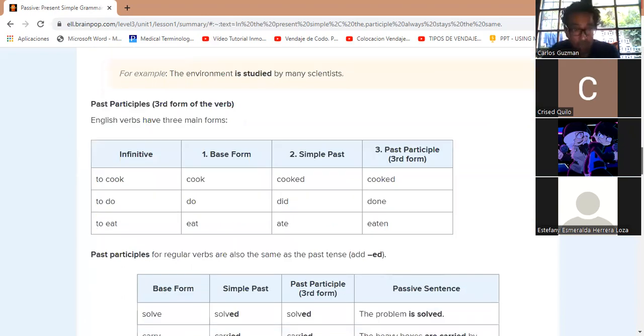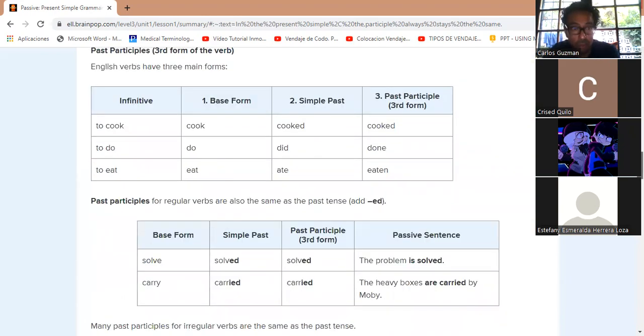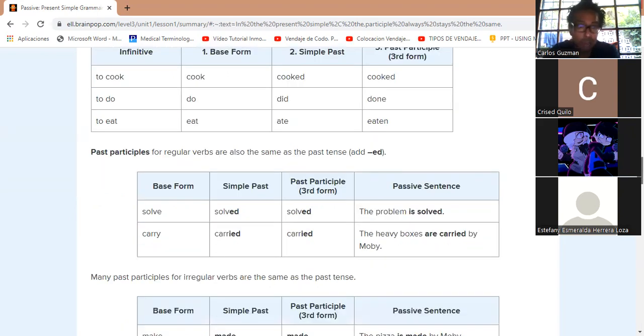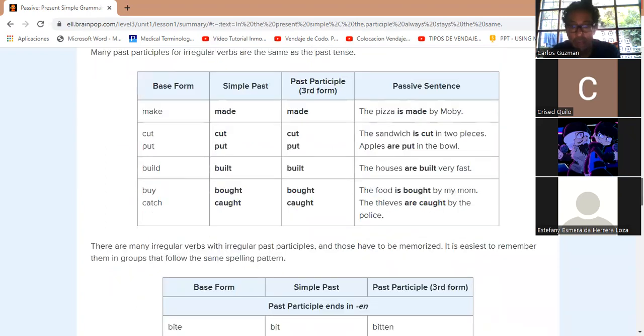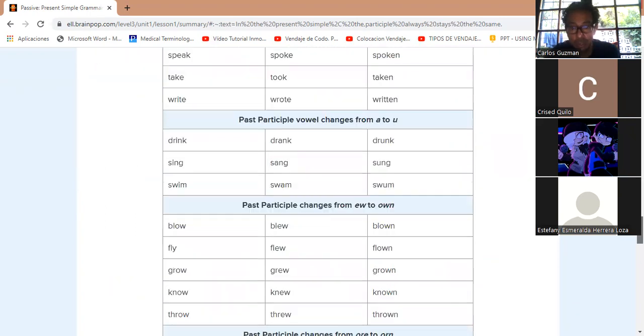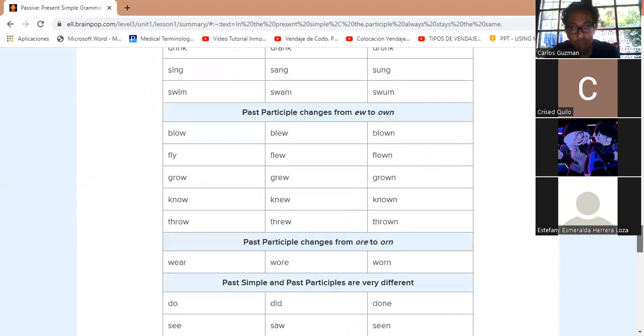See, this is the past participle form of some verbs, right? So cooked, this is in the past simple, cooked, because it's a regular verb, it just takes ed, right? But here, did, done, ate, eaten, right, in the past participle. So that's a little challenging right there to know those verbs. But I'll pass this link to you guys, so you have the main verbs.